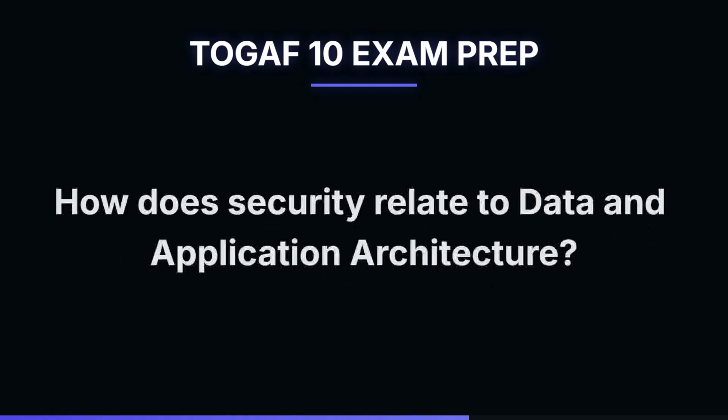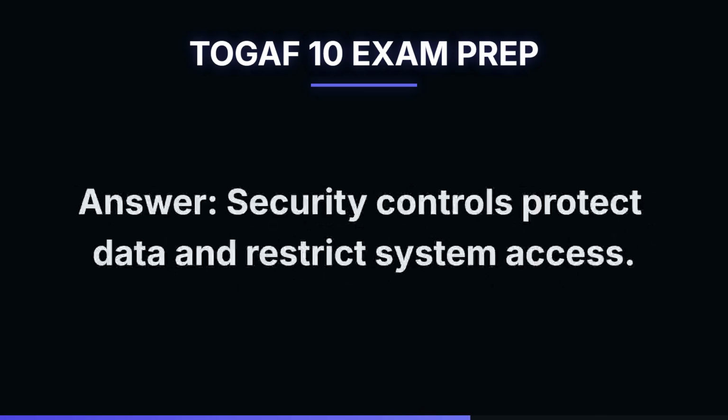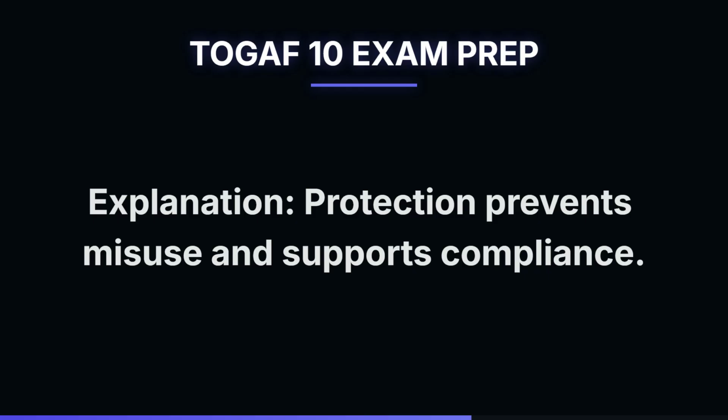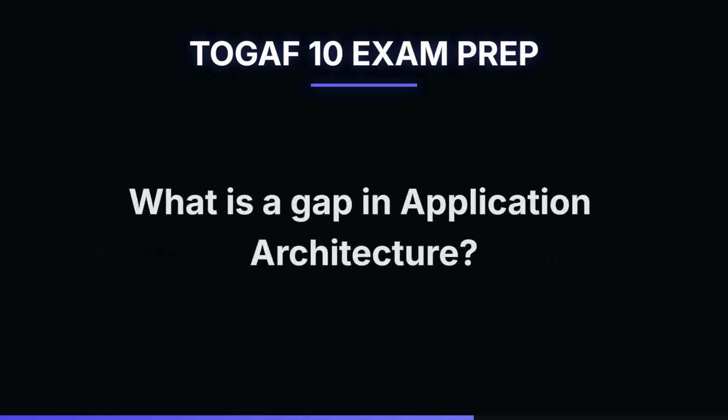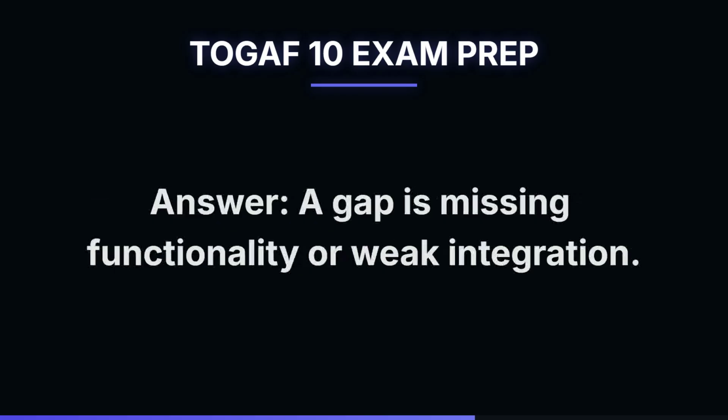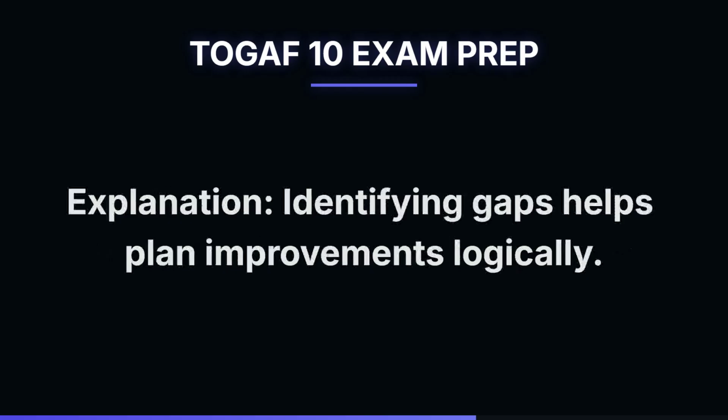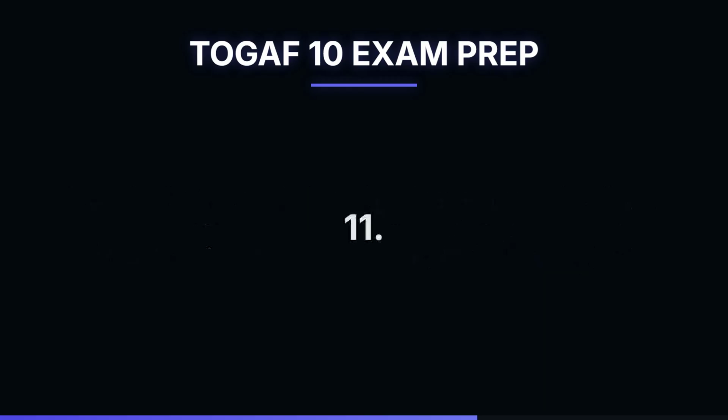9. How does security relate to data and application architecture? Security controls protect data and restrict system access. Protection prevents misuse and supports compliance. 10. What is a gap in application architecture? A gap is missing functionality or weak integration. Identifying gaps helps plan improvements logically.